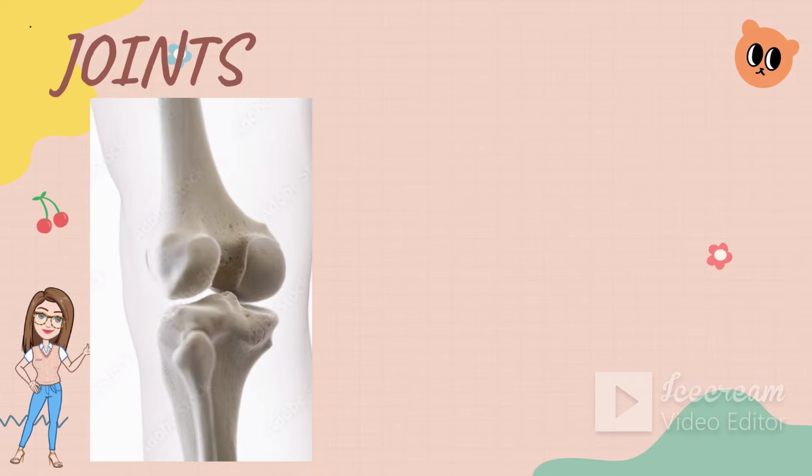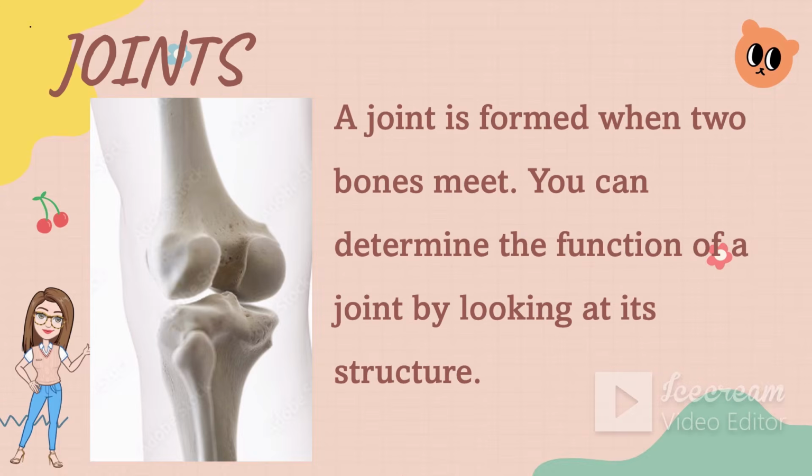There are hard tissues in the musculoskeletal system that let you bend your knees, twist your arms, nod your head, and do many other things. You can do a lot of movements thanks to your joints. A joint is formed when two bones meet. You can determine the function of a joint by looking at its structure.